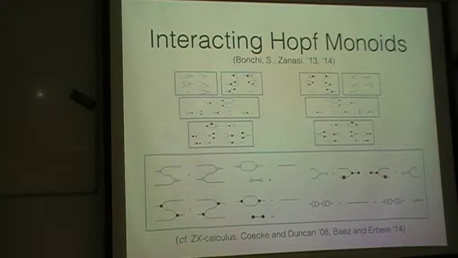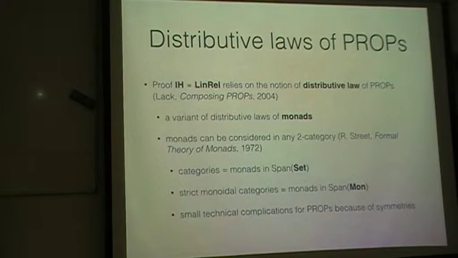Okay, so I want to give you an argument why this is true, and to do that we'll need to talk about distributive laws of props. There's a really nice paper by Steve Lack called Composing Props, where a lot of these ideas come from, and we've taken Steve's work and used it to develop this theory of interacting Hopf monoids. And what is it all about? First of all, it's a variant of distributive laws of monads, which perhaps some people have heard about.